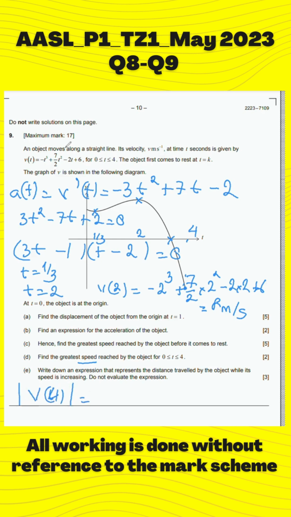So put 4 into this one. So the absolute value of negative 4 cubed plus 7 over 2 multiplied by 4 squared minus 2 times 4 plus 6. Don't forget the absolute value. We will have 10 meters per second.